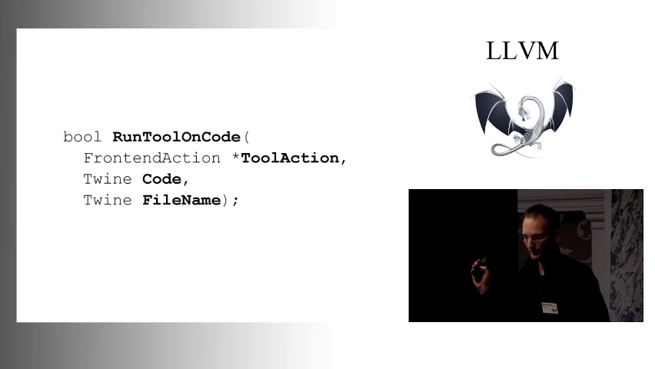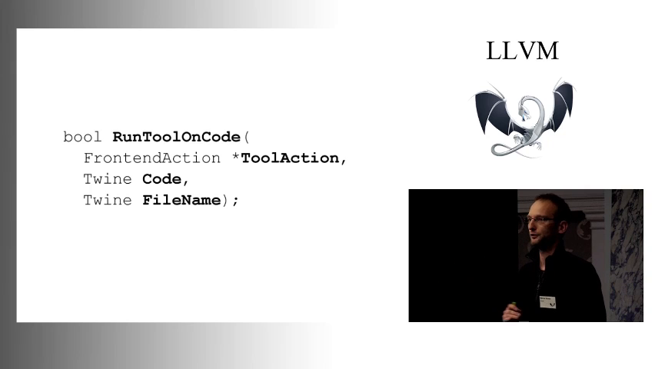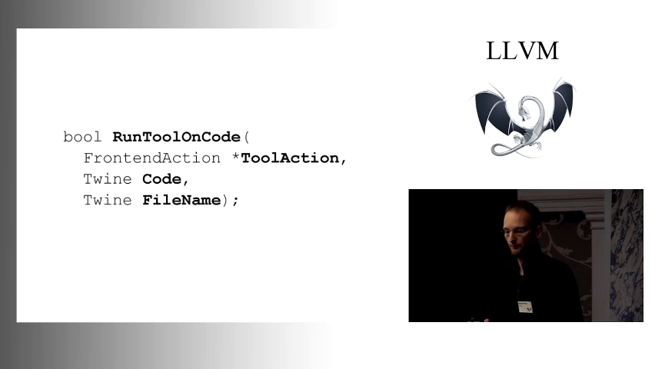So when I say it must be easy to run something over code, that is what I mean, right? You have a front-end action, and you execute it over code, and you get back whether it works. This is also great if you work in Clang. If you want to unit test AST regressions or something, this is something you can use to do that.